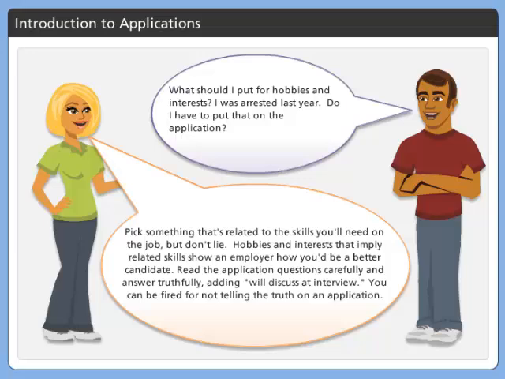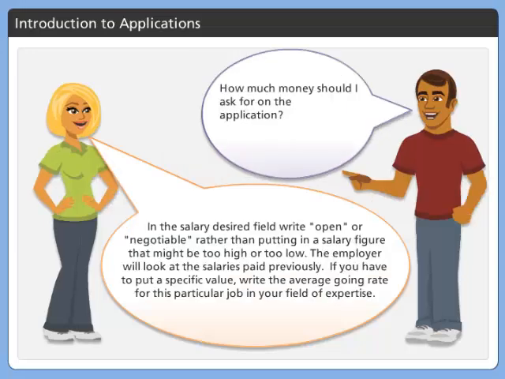I was arrested last year. Do I have to put that on the application? Read the application questions carefully and answer truthfully, adding, "We'll discuss at interview." You can be fired for not telling the truth on an application. How much money should I ask for on the application? In the salary desired field, write "open" or "negotiable" rather than putting in a salary figure that might be too high or too low. The employer will look at the salaries paid previously. If you have to put in a specific value, write the average going rate for this particular job in your field of expertise.